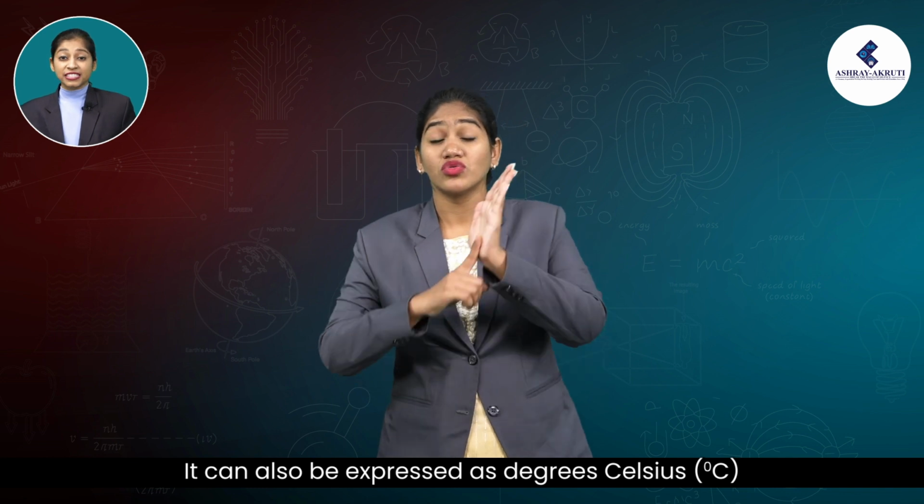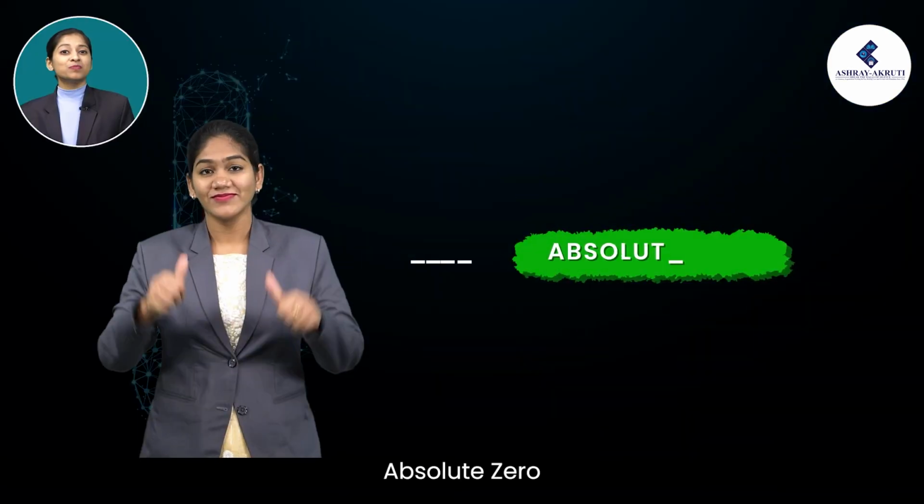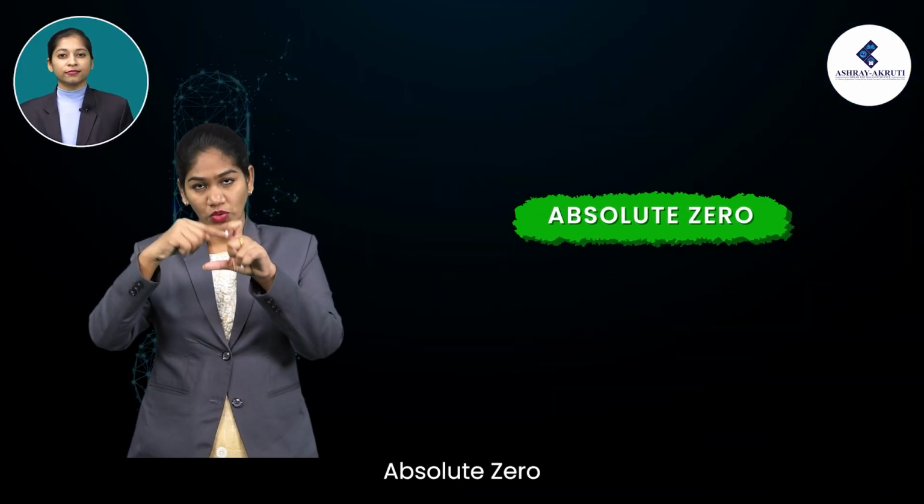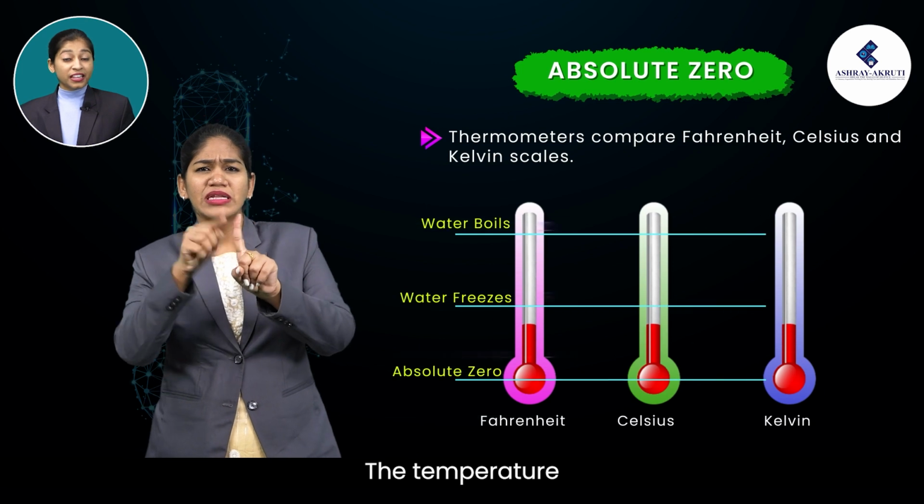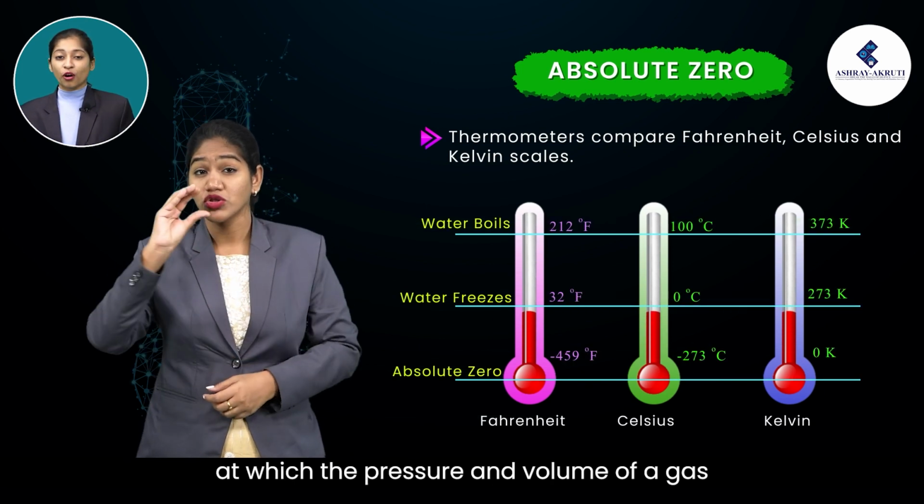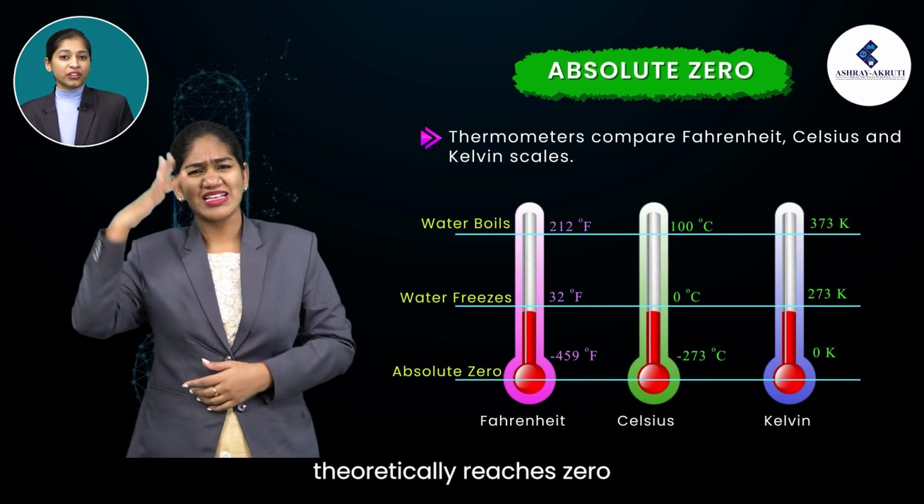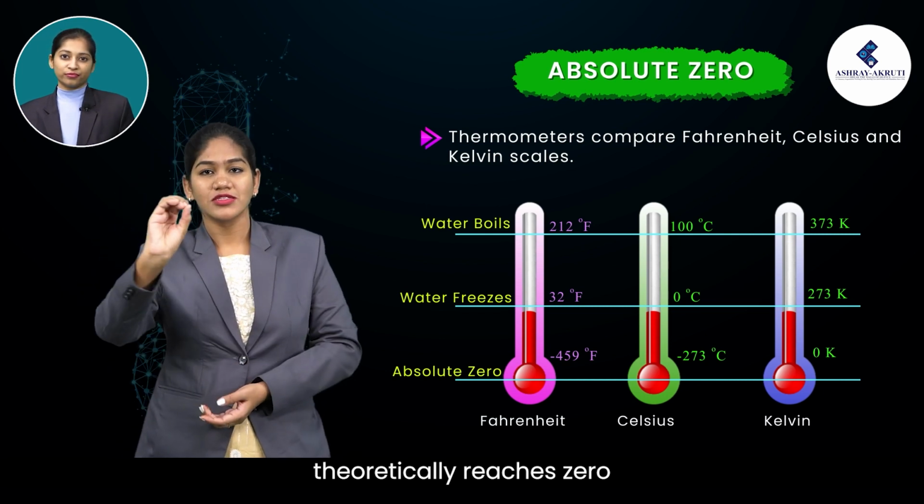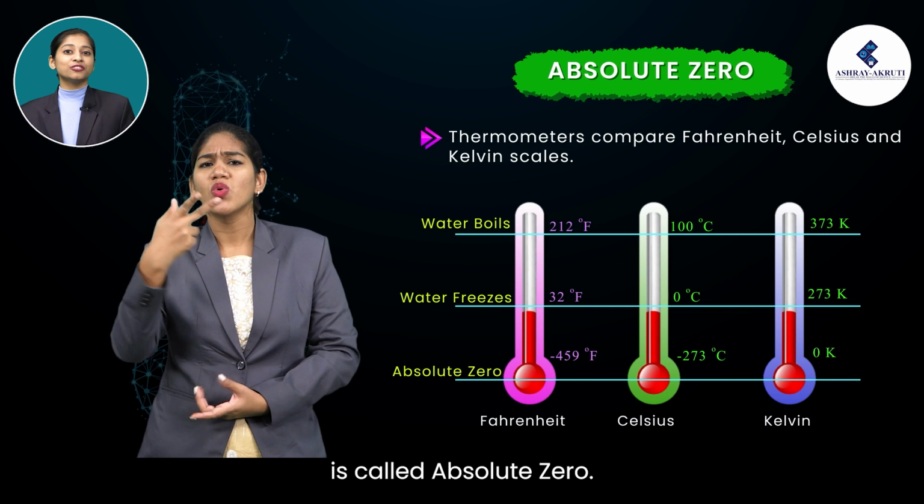The SI unit of temperature is Kelvin, K. It can also be expressed as degrees Celsius. 0 degrees Celsius is equal to 273 Kelvin. Absolute zero. The temperature at which the pressure and volume of a gas theoretically reaches zero is called absolute zero.